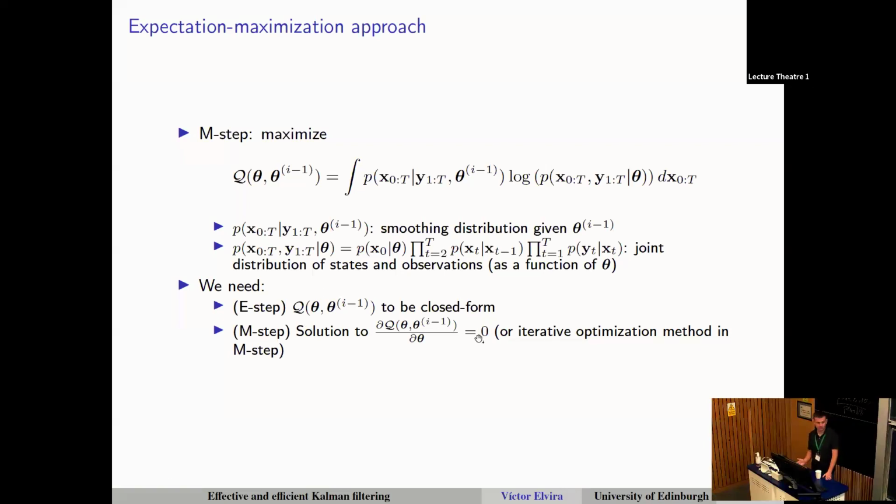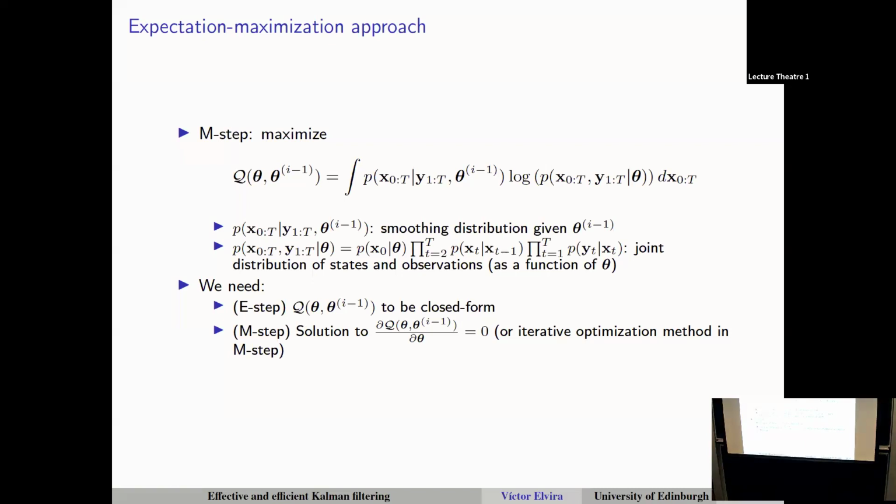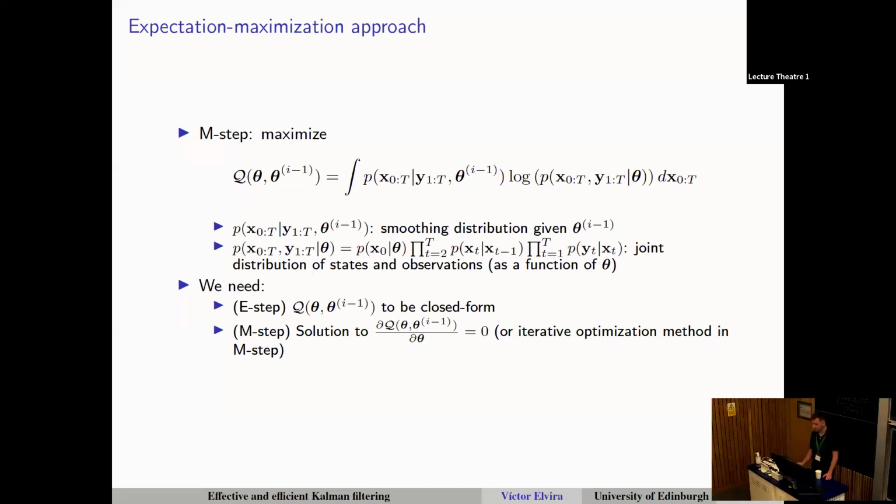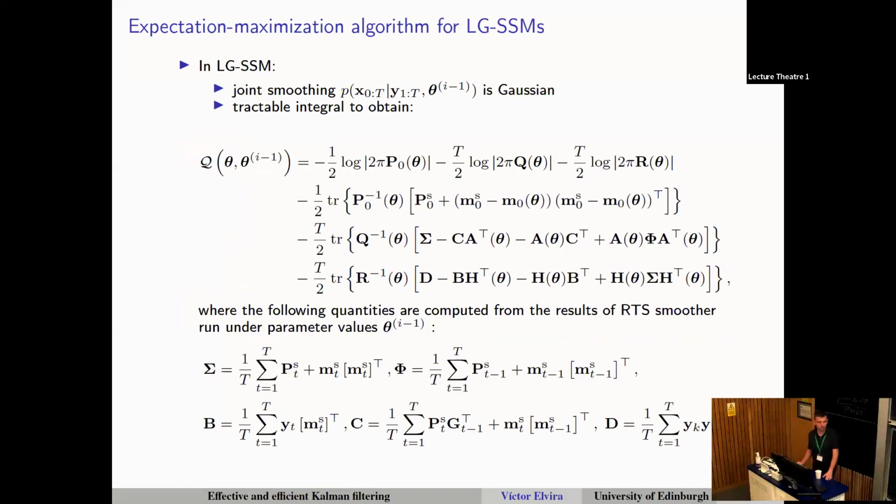Okay, you can see that's finding the point for which this is 0. Maybe in some cases there's going to be more than one solution, etc. But I will not enter into these more complicated cases. What I'm going to do is to go to a simpler case, which is the linear Gaussian state space model. And because this smoothing distribution is Gaussian, this is the function you obtain.